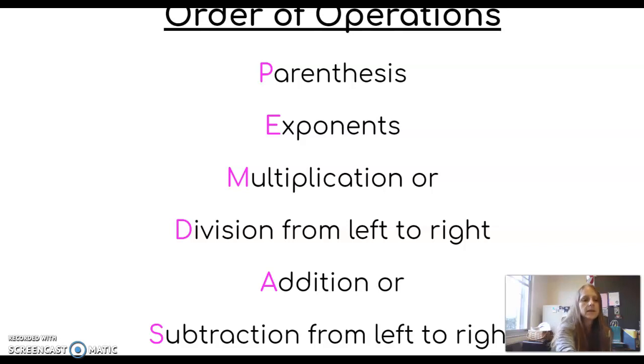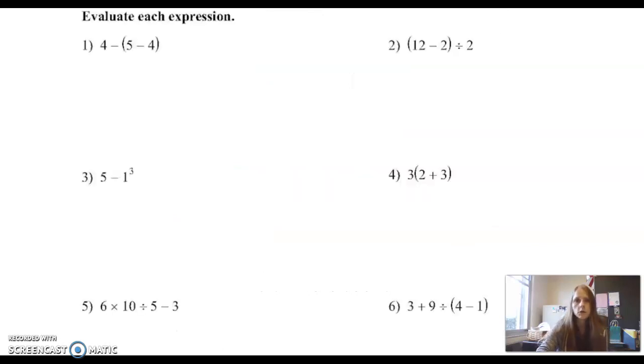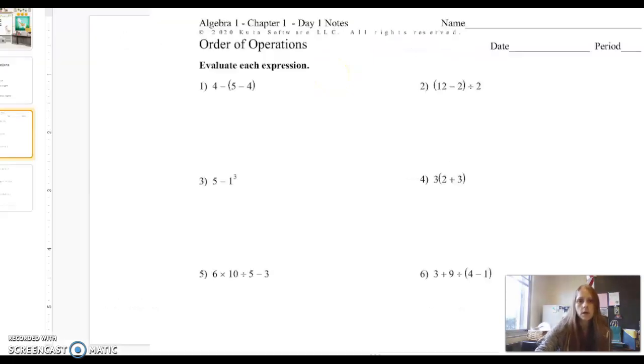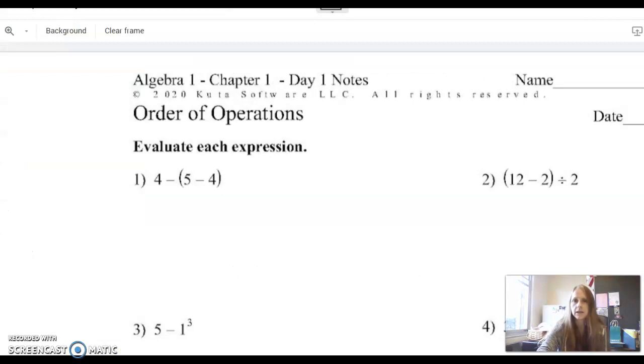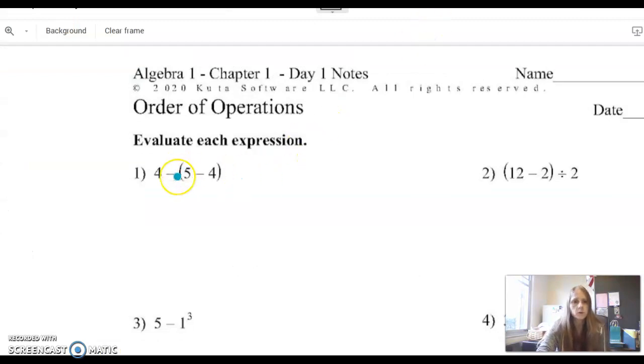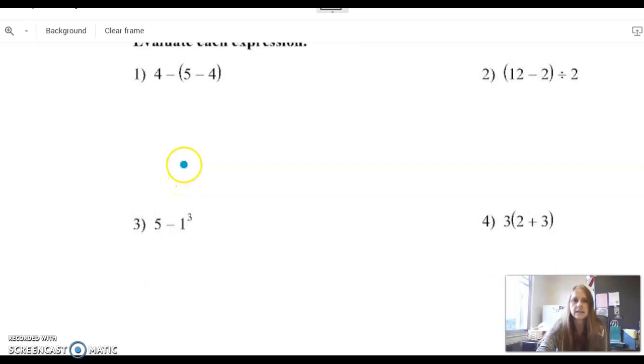So let's look at some examples. You can find these examples in your notes, or if you don't have a note packet, you can just go ahead and write them down on a piece of paper. So our first one here, we have 4 minus (5 minus 4) in parentheses. So we would do the 5 minus 4 first. So that would become 4 minus 1. 5 minus 4 is 1. And then 4 minus 1 is 3.